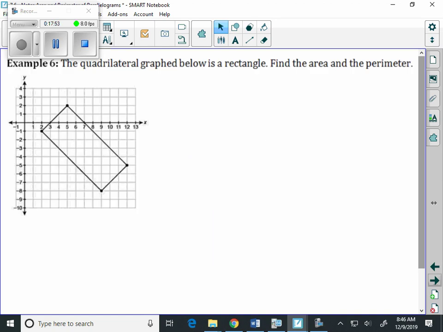Finally, the quadrilateral below is a rectangle. Find the area and the perimeter. The thing that we need to remember about rectangles is that there's 4 right angles in there. But we also need to figure out what is the length.